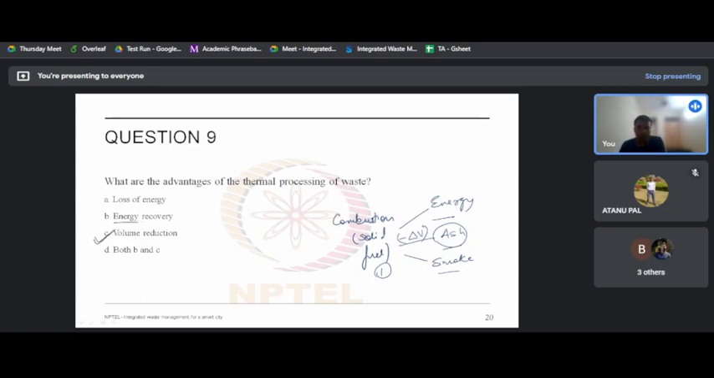And then we can also do some energy recovery because there will be some heat energy or even light energy obtained. So option B is also correct. So there won't be loss of energy. Essentially, we are trying to pull out energy. So it is recovery of energy. So since both B and C are correct, that we have in option D also. So option D will be the correct answer.